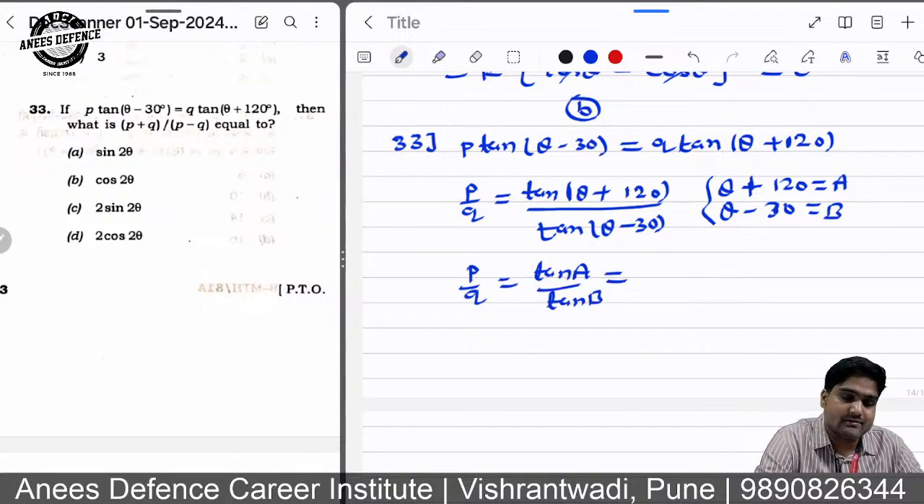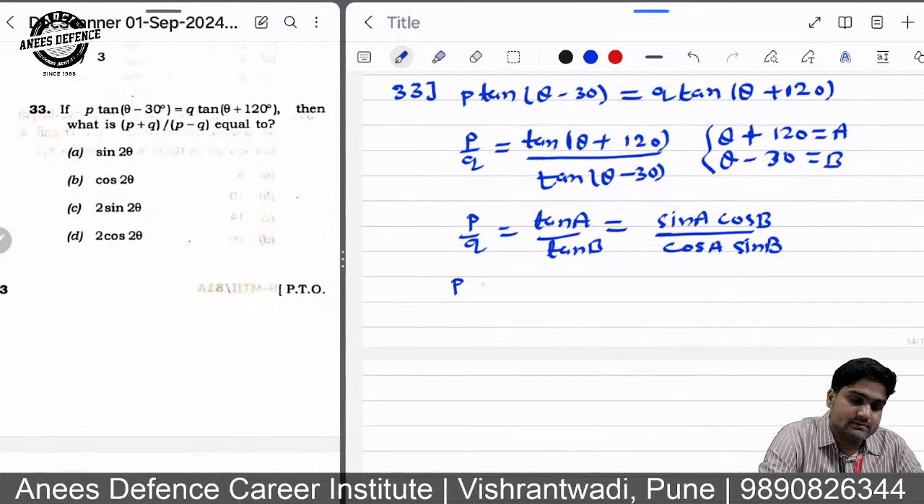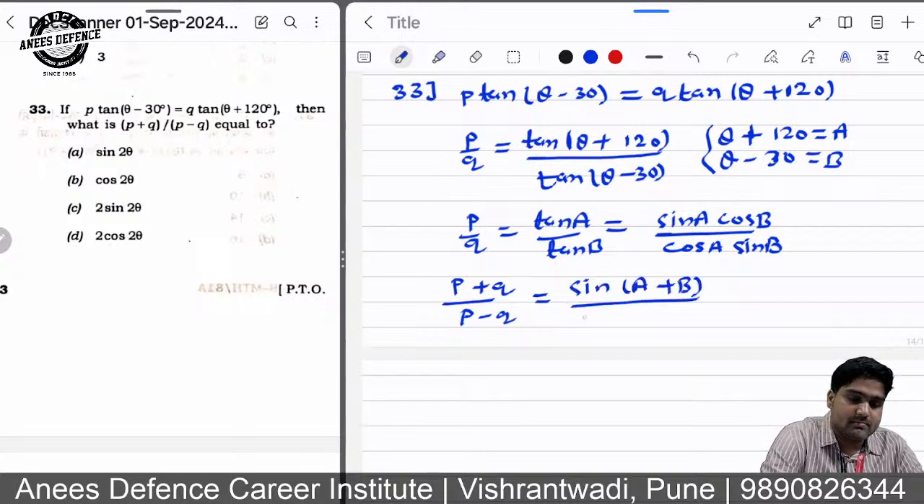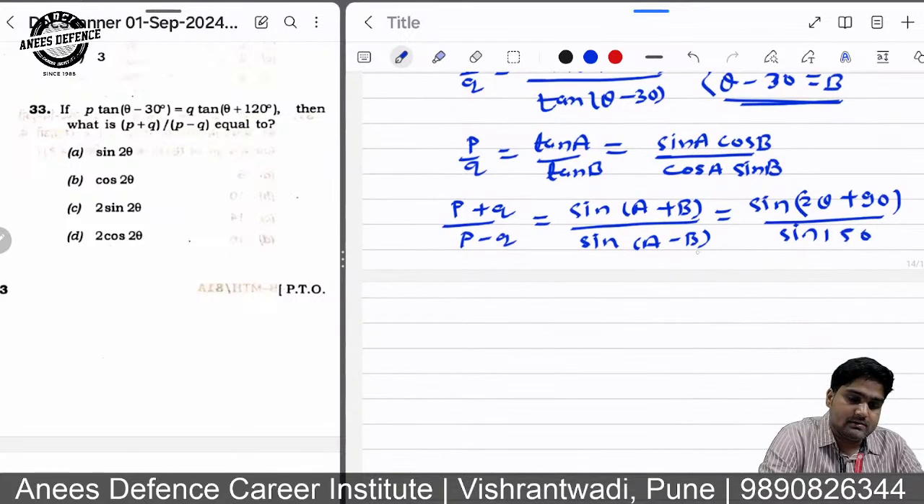Now break this expression into sin and cos. So we can write sin A cos B upon cos A sin B. Now apply componendo and dividendo. So (P plus Q) upon (P minus Q): when we add numerator plus denominator, it will be sin(A plus B), and on the bottom part is sin(A minus B). Now the addition of these two angles will be 2 theta plus 90, and the subtraction of these two angles will be 150, so sin 150. Now sin(90 plus 2 theta) is cos 2 theta on the top side.